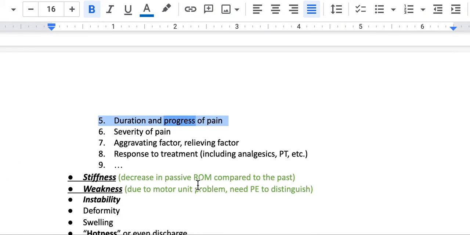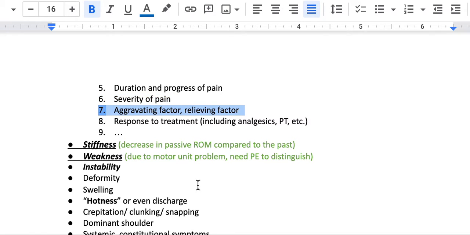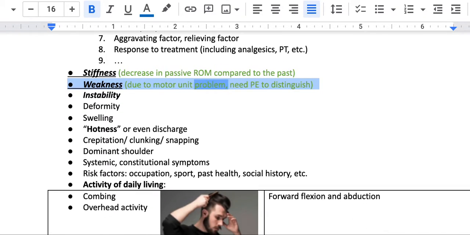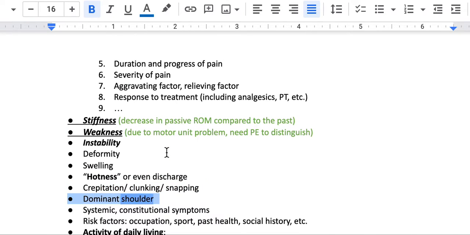5. Duration and progress of pain. 6. Severity of pain. 7. Aggravating factors, relieving factors. 8. Response to treatment including analgesics, physiotherapy, etc. 9. Stiffness, decrease in passive ROM compared to the past. Weakness, due to motor unit problem; need to distinguish. Instability, deformity, swelling, hotness or even discharge, crepitation, clunking, snapping, dominant shoulder, systemic constitutional symptoms, risk factors, occupation, sport, past health, social history, etc.